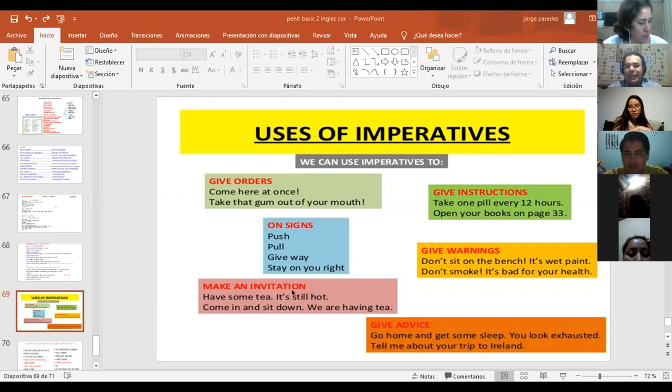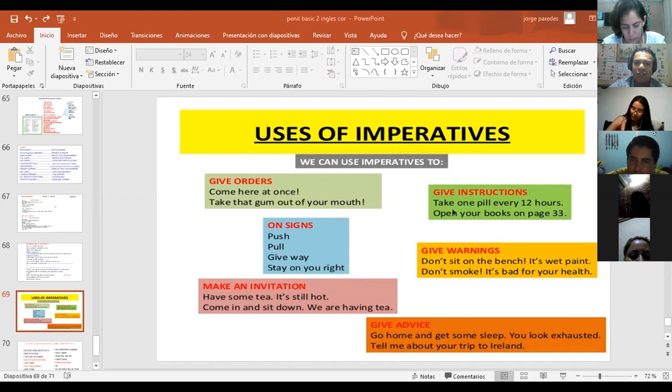Or to make invitations, okay? Have some tea. Okay, guys, basically this is the whole information that we have about imperatives. También tenemos para dar instrucciones, instructions, to give instructions. Take one pill every 12 hours. Open your books on page 33. Eso es cuando damos órdenes, okay, de dar algo.